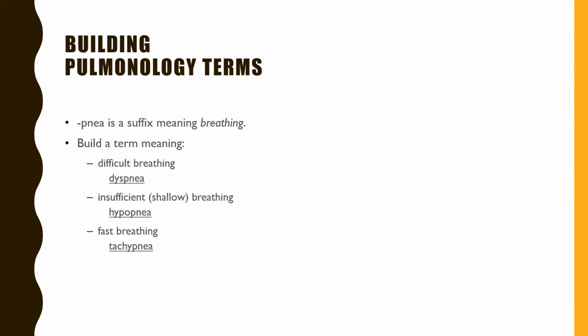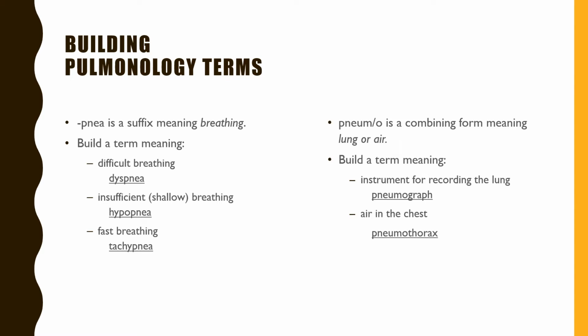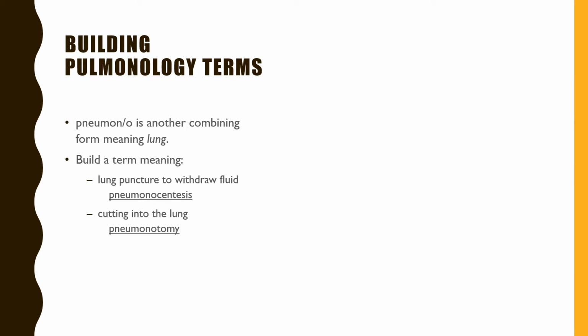Dyspnea is difficulty breathing. Hypopnea is insufficient or shallow breathing, and tachypnea is fast breathing. Pneumograph is an instrument for recording the lungs, and pneumothorax is air in the chest. Pneumonocentesis is a lung puncture to withdraw fluid. Pneumonotomy is cutting into the lung.